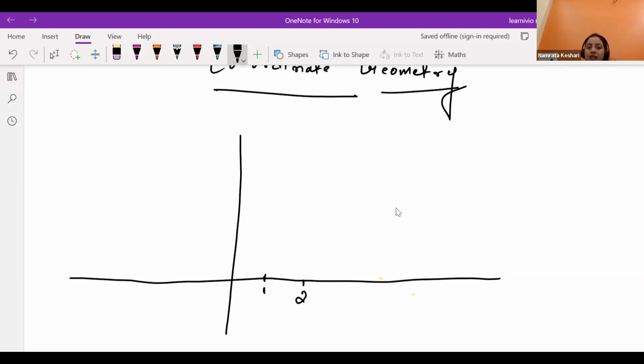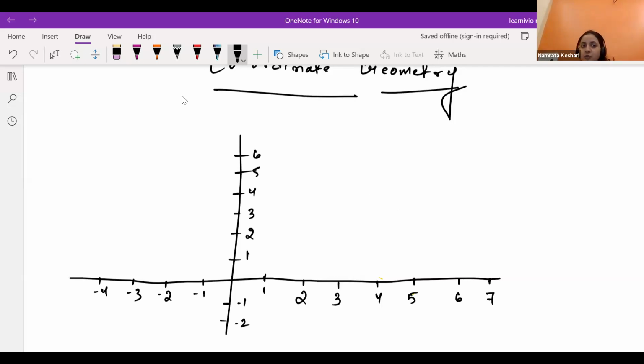So, let me write it. One, two, three, 4, 5, 6, 7. Here -1, -2, -3, -4. Here 1, 2, 3, 4, 5, 6. Here -1, -2. If I tell you to locate a point, one by one we'll be locating so many points over here. So let me write a few points.